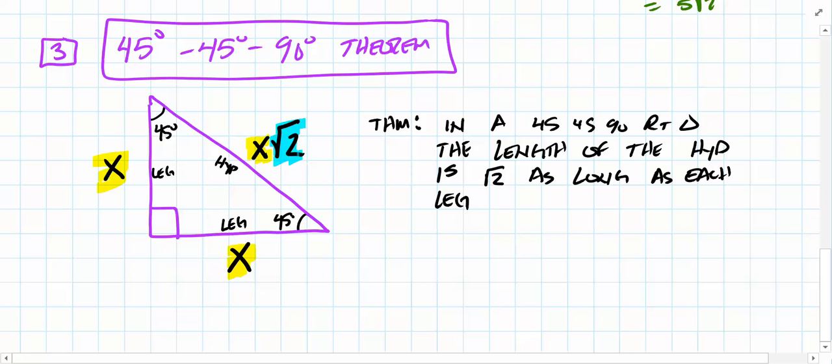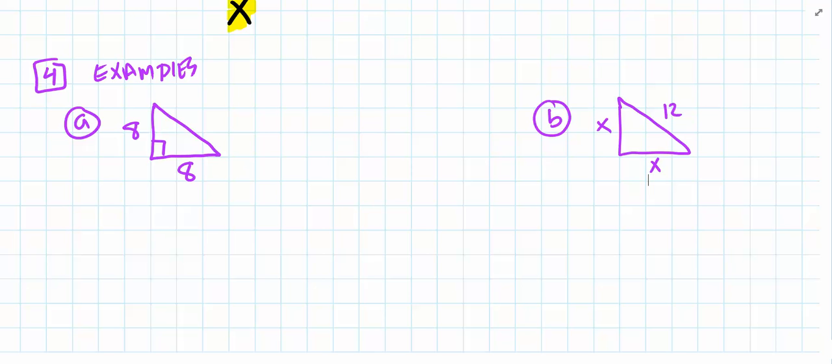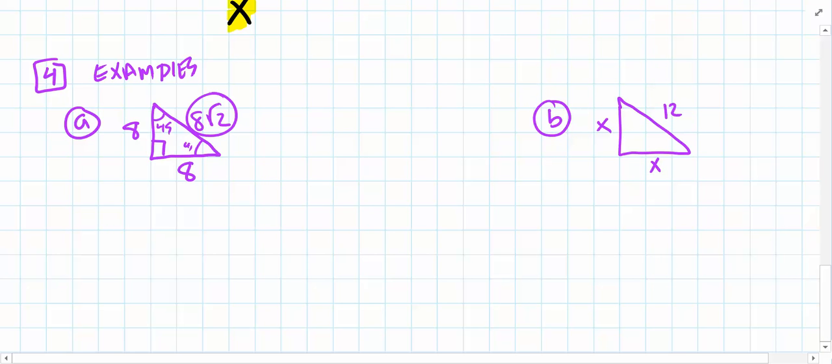All right, here are 2 examples, right? Example A can be done in a flash, okay? Example B takes a little bit more thought, okay? So how are we going to do example A? What do we know? If it's a 45, 45, 90, which in this case it is, then this has to be 8 radical 2. Bang, we're done. Easy. Those ones can be done in a heartbeat because it's just whatever the leg is times radical 2.